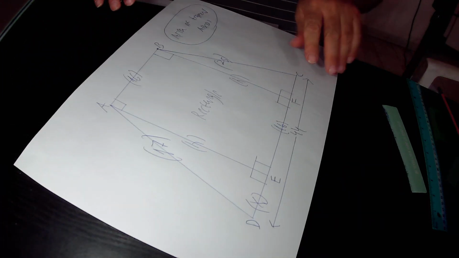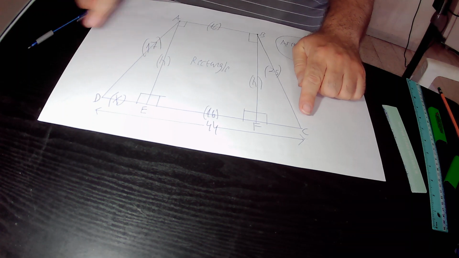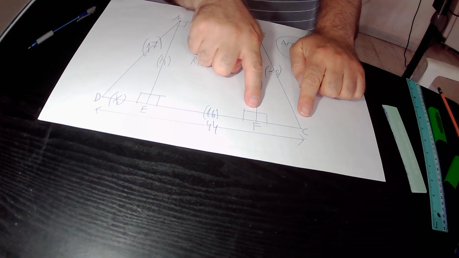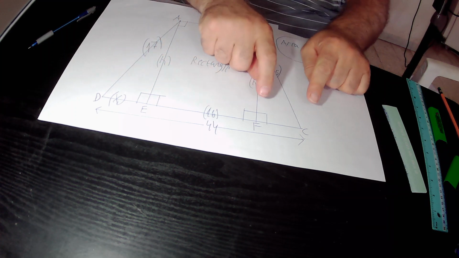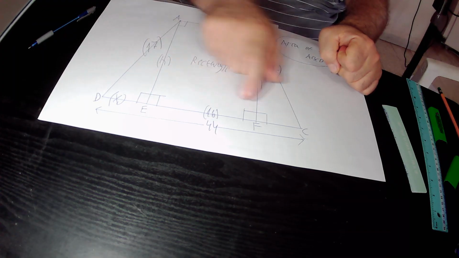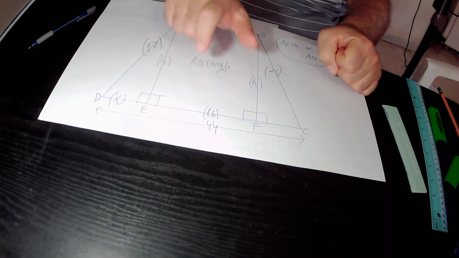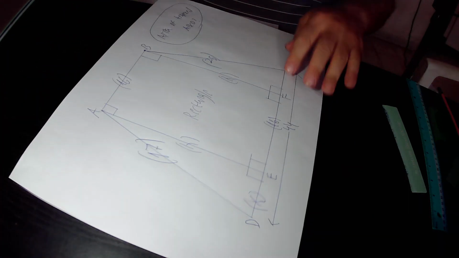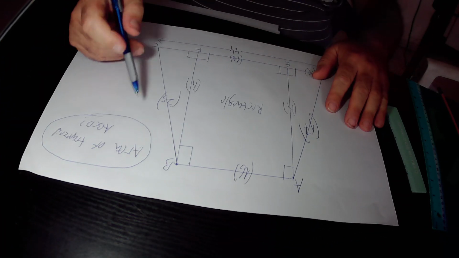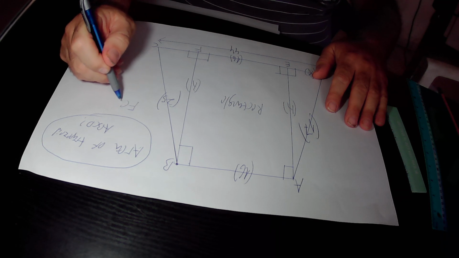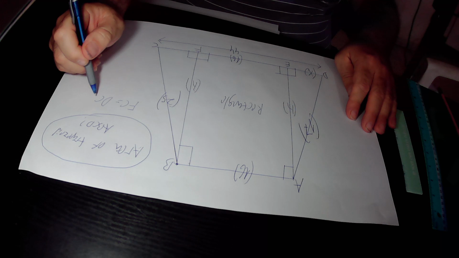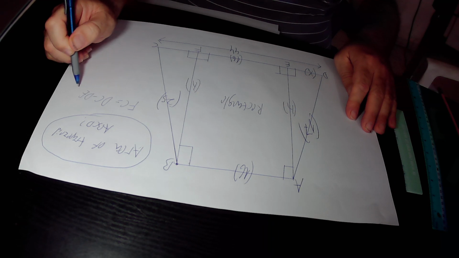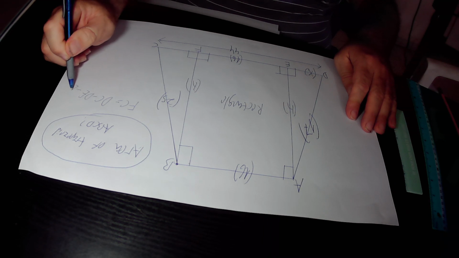What is the length of line segment FC? From the drawing, it's very easy to see that FC in total equals DC minus DE minus EF. So I write it down. The length of line segment FC in total equals DC minus DE minus EF.